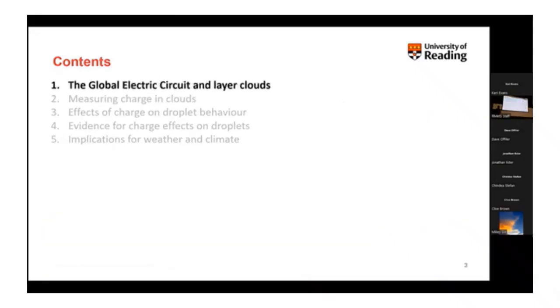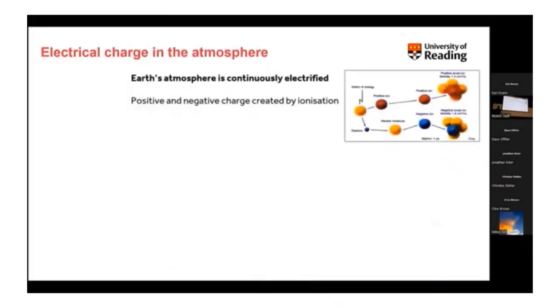So we'll start off discussing where the charge comes from, basically. If you forget everything else I say tonight, the one thing to remember here is that Earth's atmosphere is always electrified. Normally, we just think about charge when there's thunderstorms and lightning around, but it's electrified all the time, and charge is continuously generated. That's through a process called ionization. Positive and negative charge is created by ionization all the time.